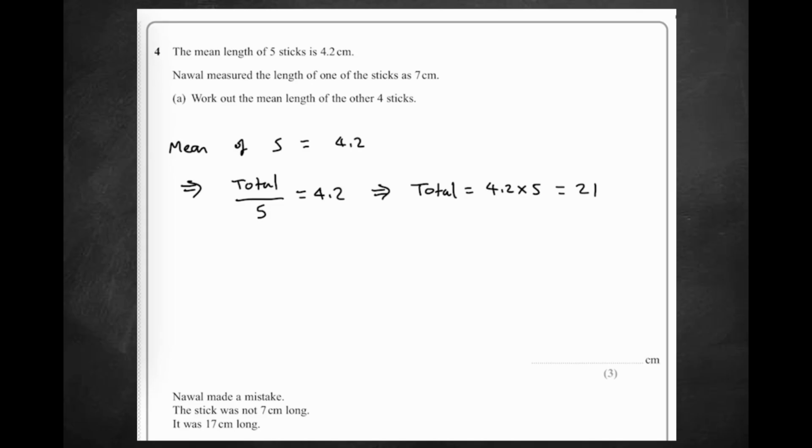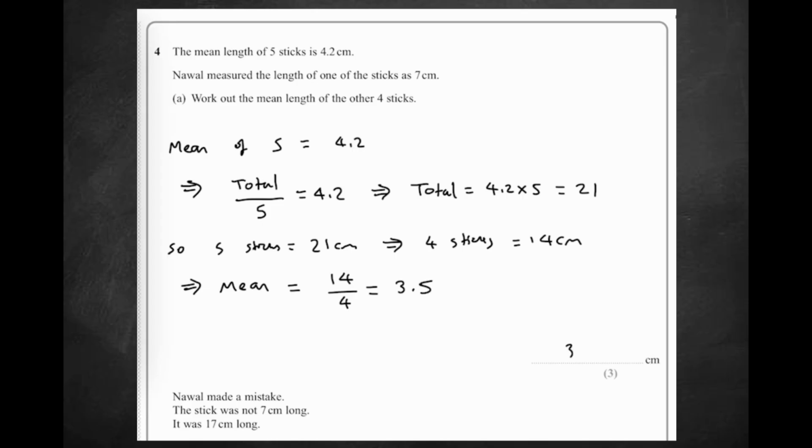Narwhal measured the length of one of the sticks as 7 centimetres. So 5 sticks is 21 centimetres. Therefore, 4 sticks, if we take off the 7, is 14 centimetres, and therefore the mean of those 4 sticks is going to be 14 divided by 4, which is just going to be 3.5 centimetres.